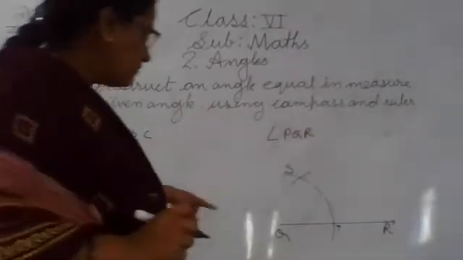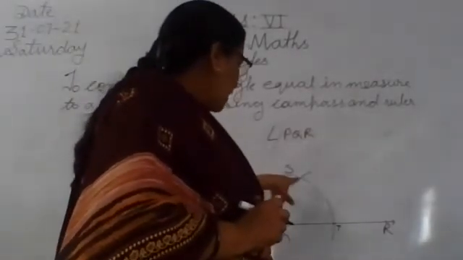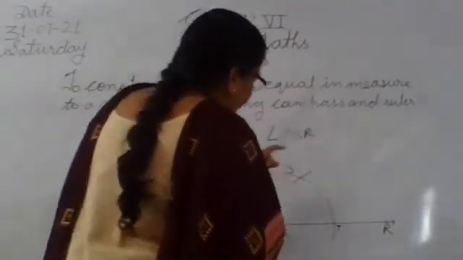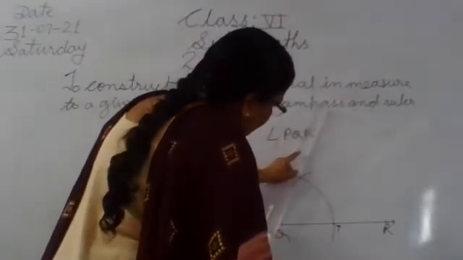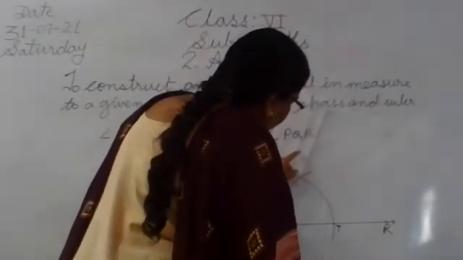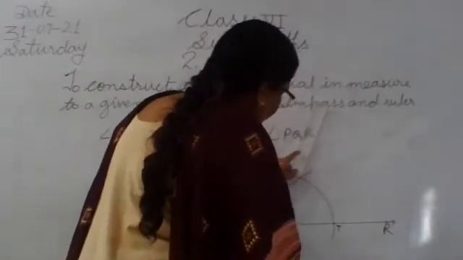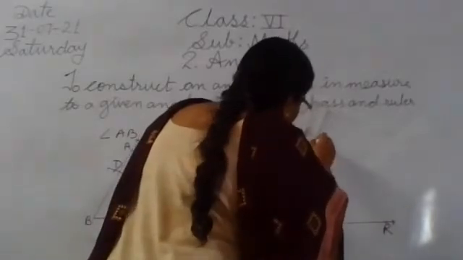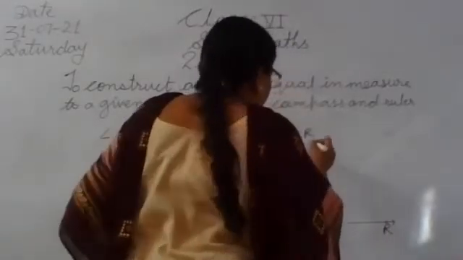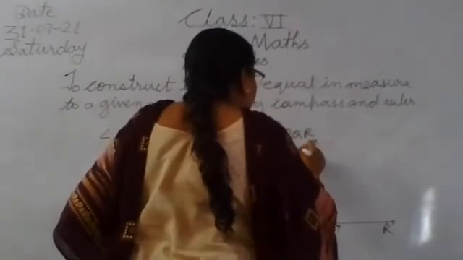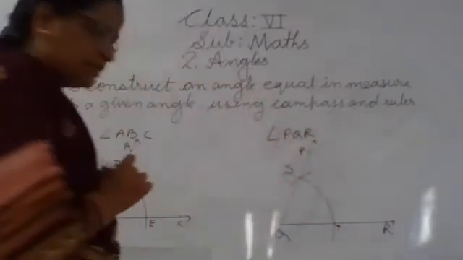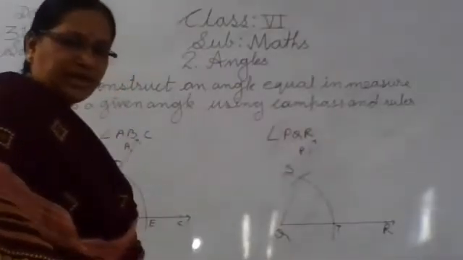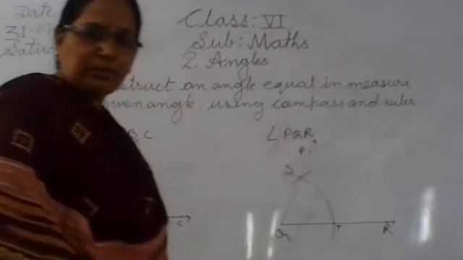Okay, after that, beta, join this point Q and S and draw a ray PQ. So adjust your scale properly so that the ray will pass through point Q and S. So here is point P. So in this way, you can copy down the given angle without using the protractor like this.